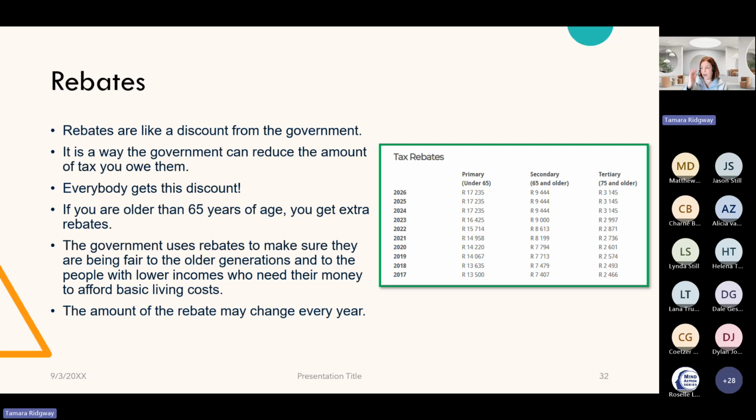Everybody gets the discount. I cannot but think of Oprah. You get it, you get it, you get it. Although that might be lost on today's generation. That shows my age. Okay. Thank you.